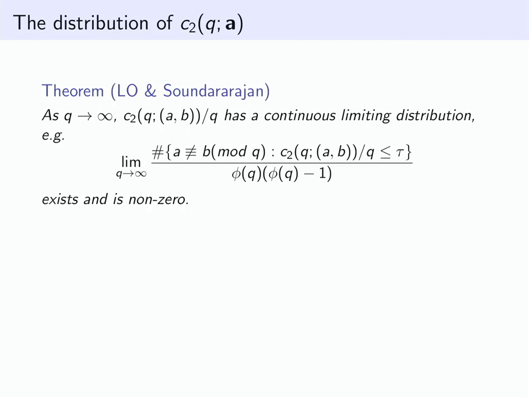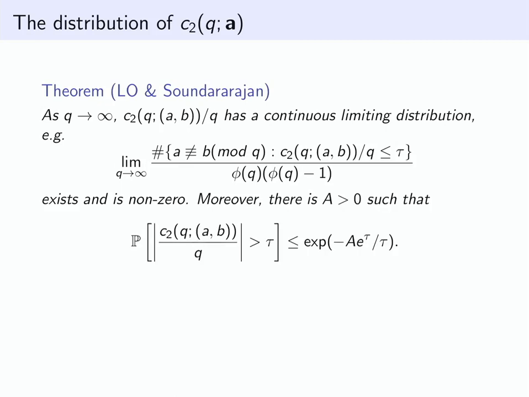What turns out to be interesting here is that if you look at this distribution's tail probabilities, what is the probability that C2 is really big? Well, it turns out that you get doubly exponential decay. The probability that this thing is greater than tau decays like e to the minus e to the tau. So it is very, very unlikely for this number C2 to be very big, but it is typically of size about Q.